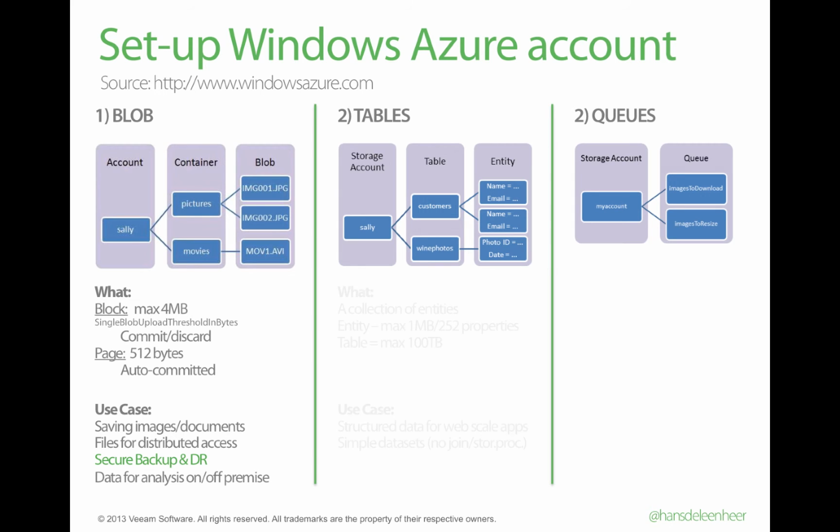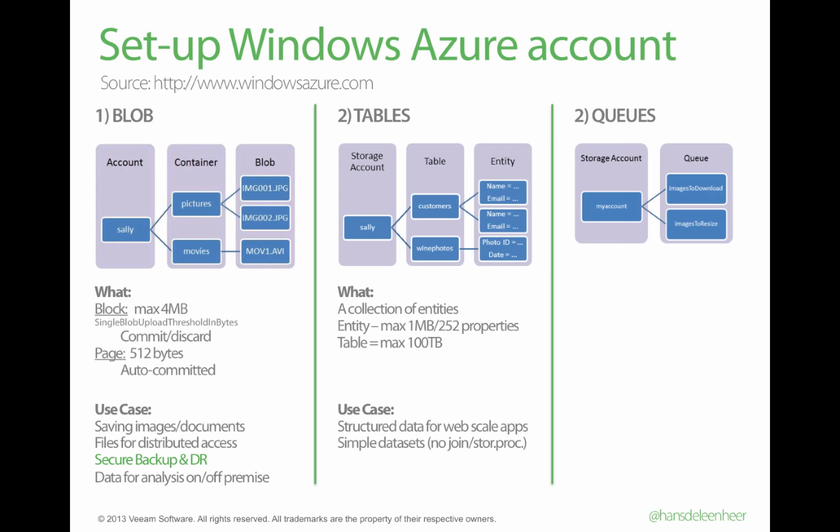The second type is tables. Tables, you can think about it like a database. It is a collection of entities. One entity can have 252 properties. So think about it as being a structured data set. You can create your own types of data sets here as long as they're simple. So as long as you do not need joins or stored procedures, you can make your own type of entities here. It's not a database as such. So it's not a SQL database that you're going to mount to your SQL server. That's not in the storage account. That could have been in your SQL database account.